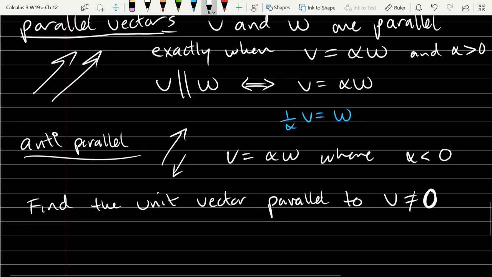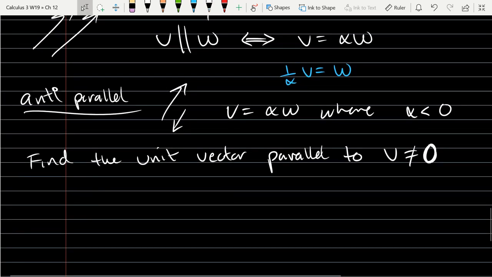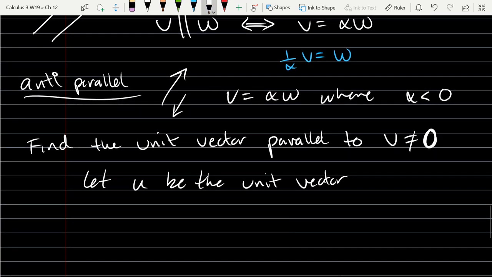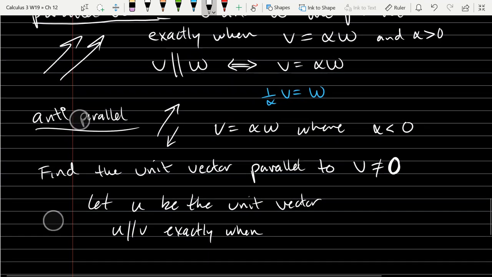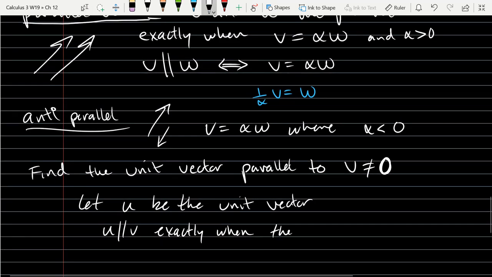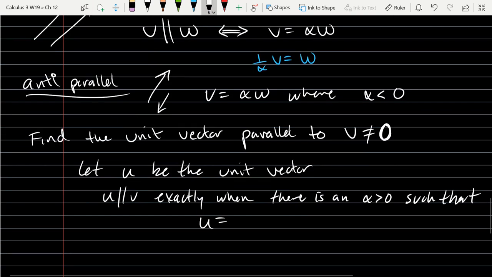So we're going to start with the vector v that's not the zero vector, and I want to find a unit vector parallel to v. So I'm going to let u be the unit vector. What does it mean for u to be parallel to v? So exactly when there is an alpha greater than zero such that u equals alpha v, or I can write it as alpha u equals v. I can put the alpha on either side. I'm just going to arbitrarily put it on this side here.